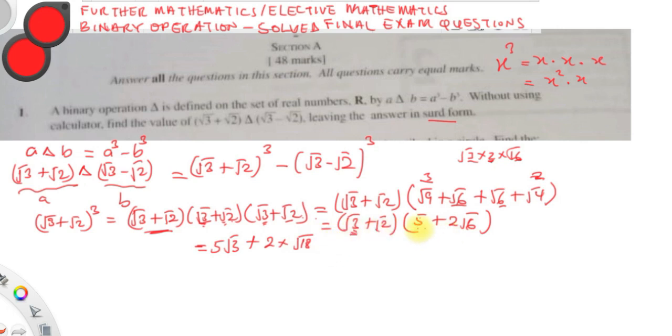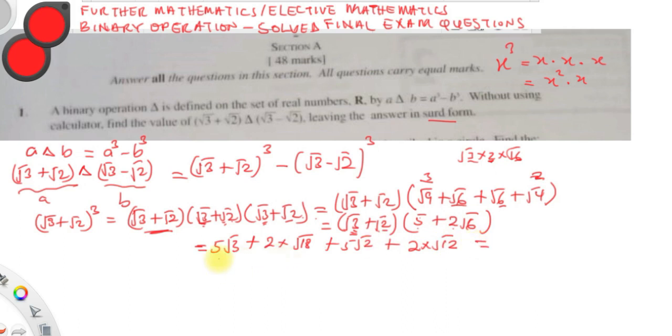Then square root of 2 times 5. So plus square root of 2 times 5 is the same as 5 times square root of 2. And then plus square root of 2 times 2 root 6. So you get 2 times square root of 2 times square root of 6, which is square root of 12. Have you seen? So this is what you get.